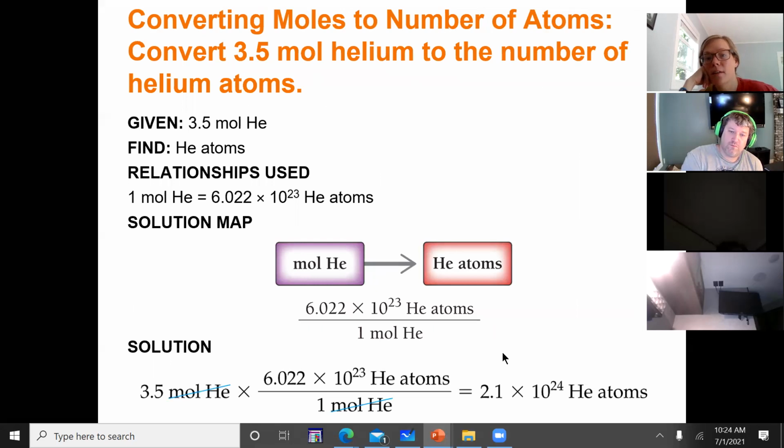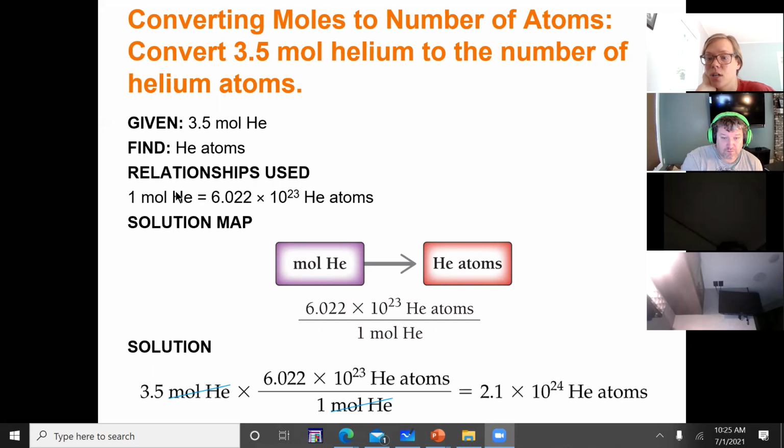So we'll look at this one together and then I'll give you guys one. Say we're converting moles to the number of atoms. Convert 3.5 moles of helium to the number of helium atoms. Your given piece of information is that you have 3.5 moles of helium. We want to find the number of helium atoms. We need to use Avogadro's number. That's our relationship, moles to atoms. 1 mole of helium is always equivalent to 6.022 times 10 to the 23rd helium atoms.